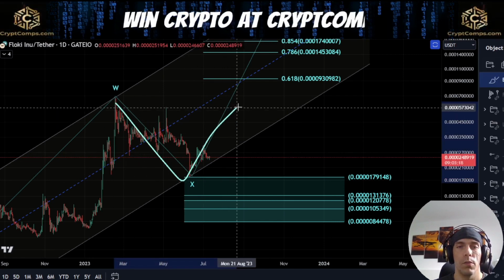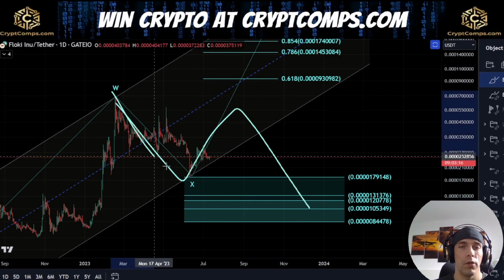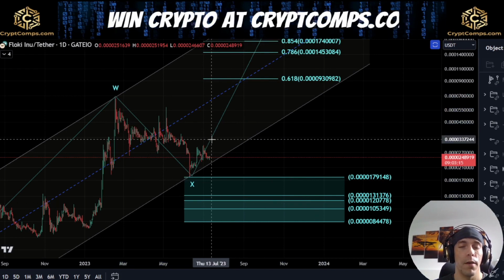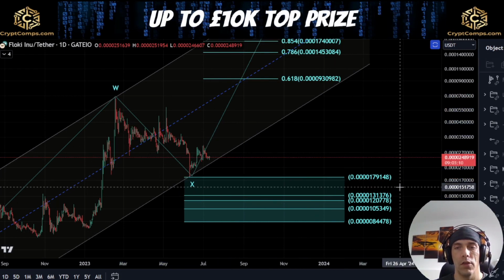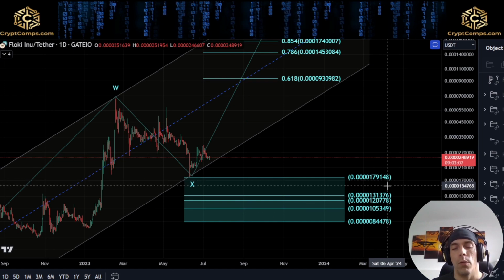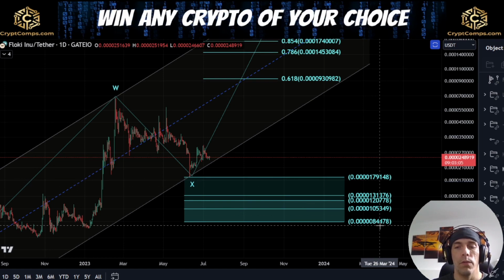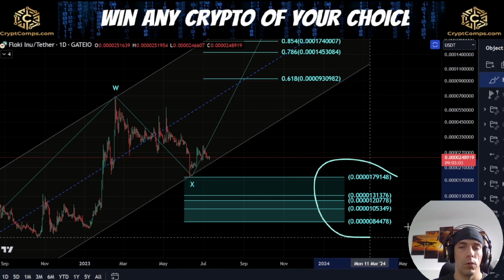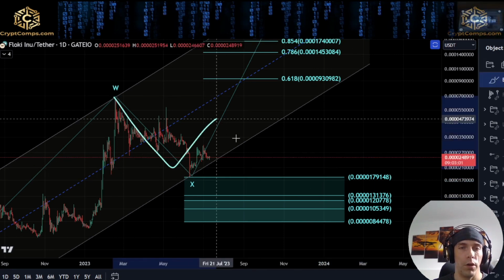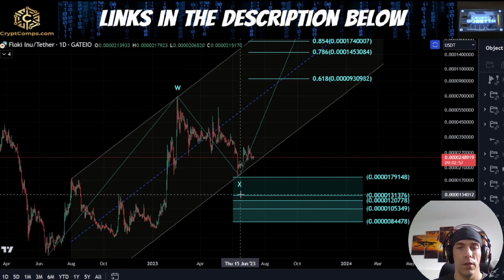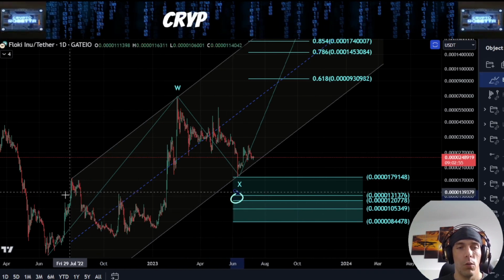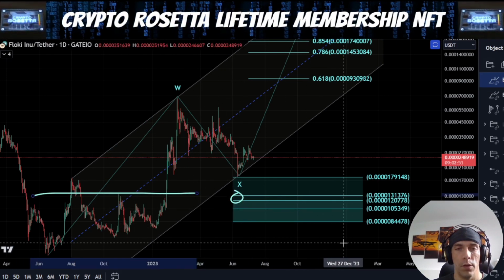Alternatively, we could also see something bigger like this form, where we form a bigger 3-wave structure here, looking to come down deeper into this target box. This target box is here between this 179,148 to this 84478 as a potential support zone coming in lower down here. So if we do see continuation to the downside here, particularly this golden pocket area will be very interesting for me to keep an eye on.